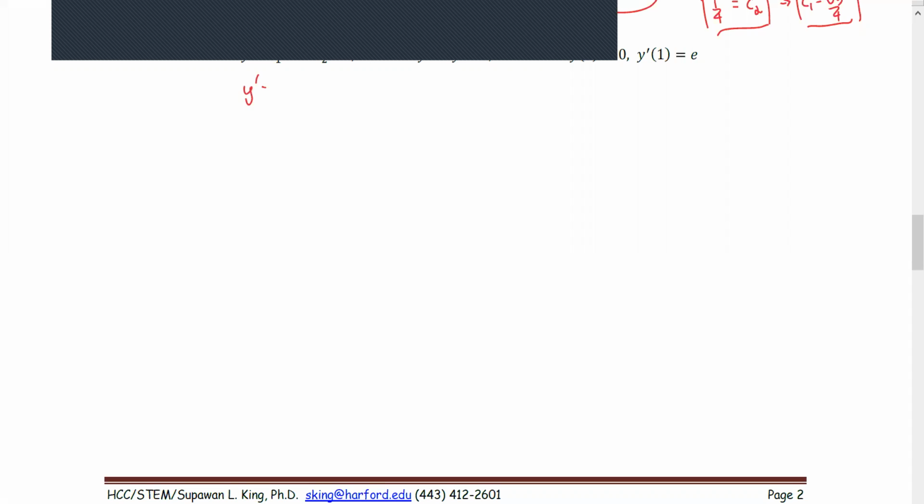Let's go ahead and find y prime. y prime is C1 e to the x plus C2 negative e to the negative x, or C1 e to the x minus C2 e to the negative x. For the first initial condition, y at 1 equals 0. So 0 equals C1 e to the first power plus C2 e to the negative first, or C1 e plus C2 over e.